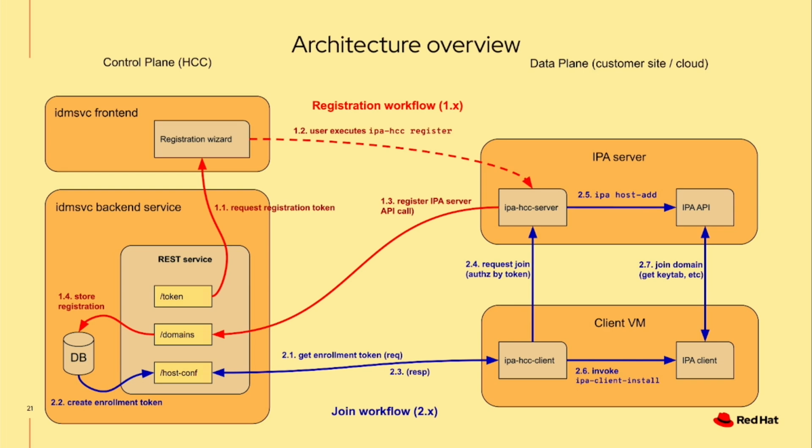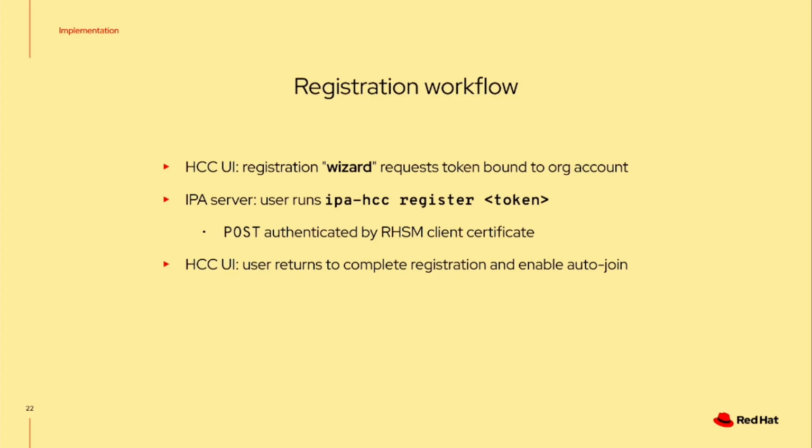And after that step, the client can join using a standard IPA client install, but using the subscription manager certificate to authenticate. So it uses the Kerberos PKINIT protocol to get that initial TGT and then pull down the client keytab. If you don't know all the details about that, that's fine. Hopefully the general shape of the solution is reasonably clear.